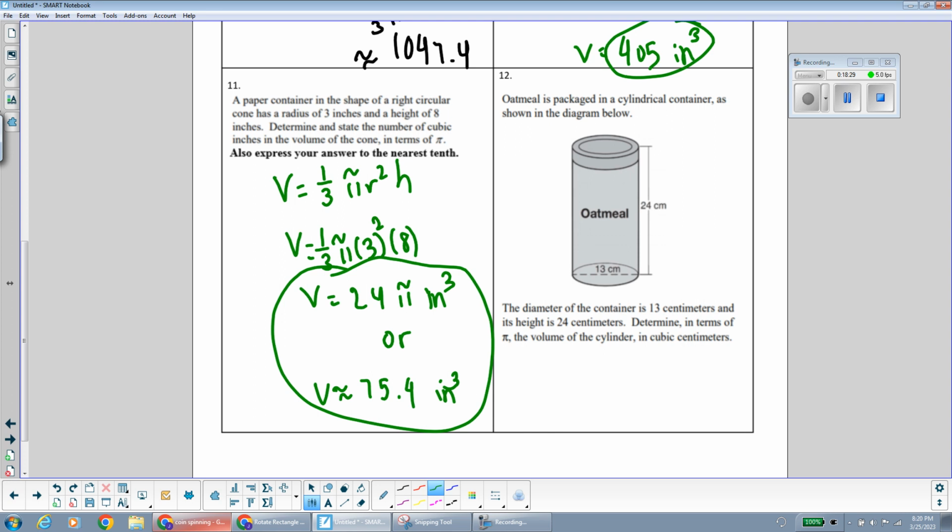Okay, number 12, we have a cylinder, and the diameter of the container is 13 centimeters.